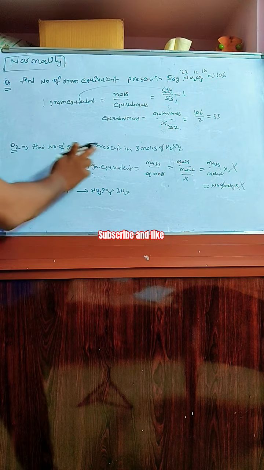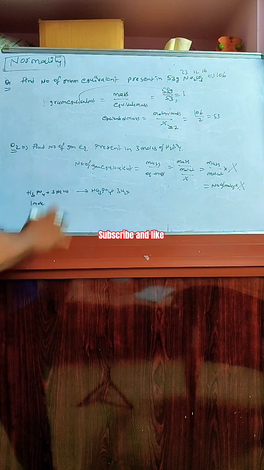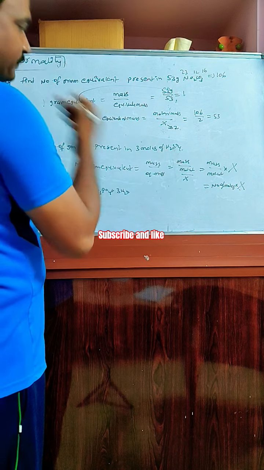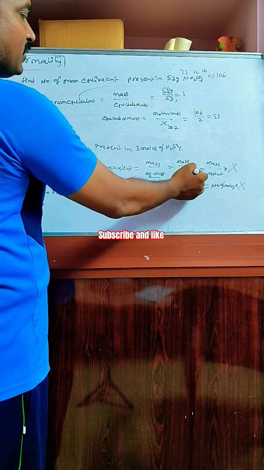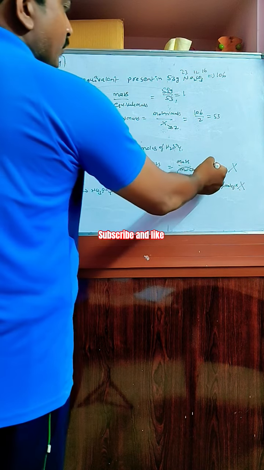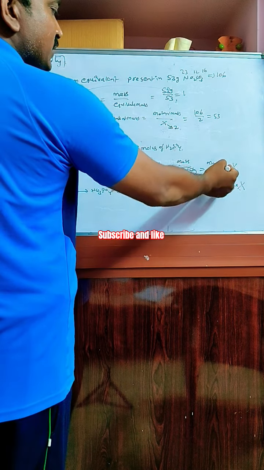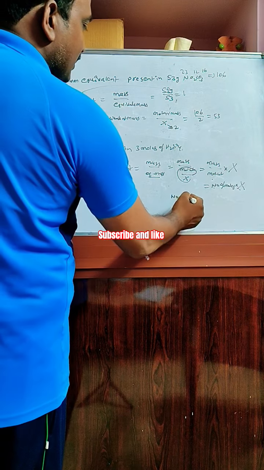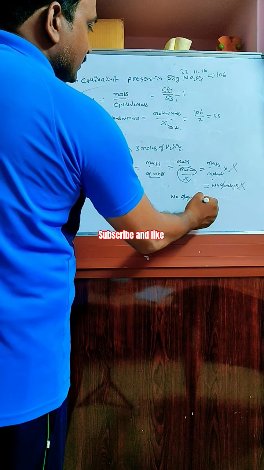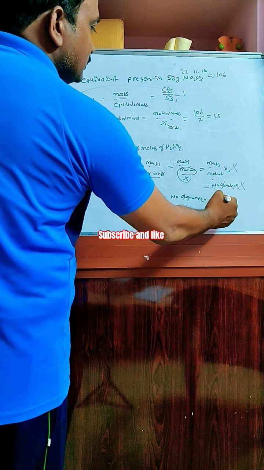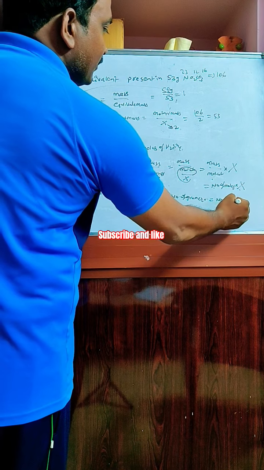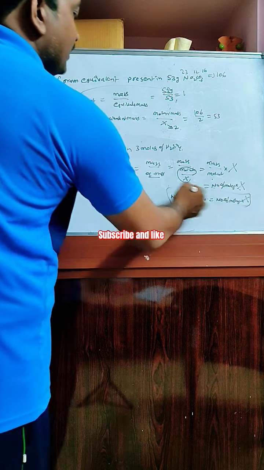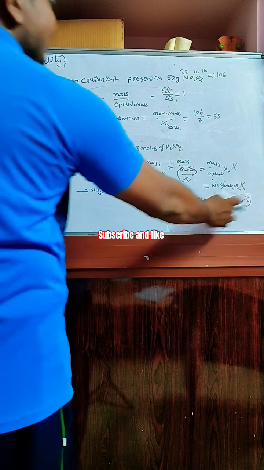Next we have to find out the number of gram equivalent present in 3 moles of H2SO4. Next, number of gram equivalent, we know, is mass by equivalent mass. Mass by equivalent mass is equal to mass by molecular weight into x factor, that is number of moles into x factor. This you know, number of gram equivalent is equal to number of moles into x factor. This you have to remember, very very important.